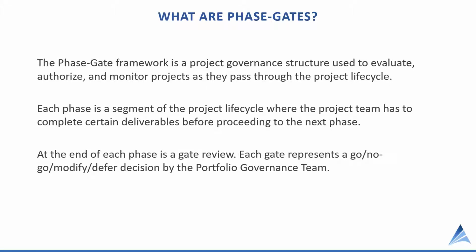The phase gate framework is a governance structure used to evaluate, authorize, and monitor projects as they pass through the project lifecycle. Each phase is a segment of the project lifecycle where the project team has to complete certain deliverables before moving on to the next phase. At the end of each phase is a gate review. Each gate represents a go, no-go, modify, or defer decision by the portfolio governance team.